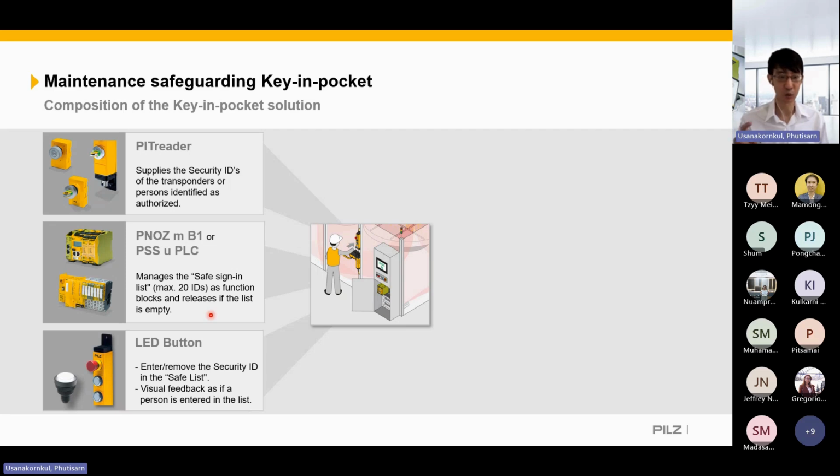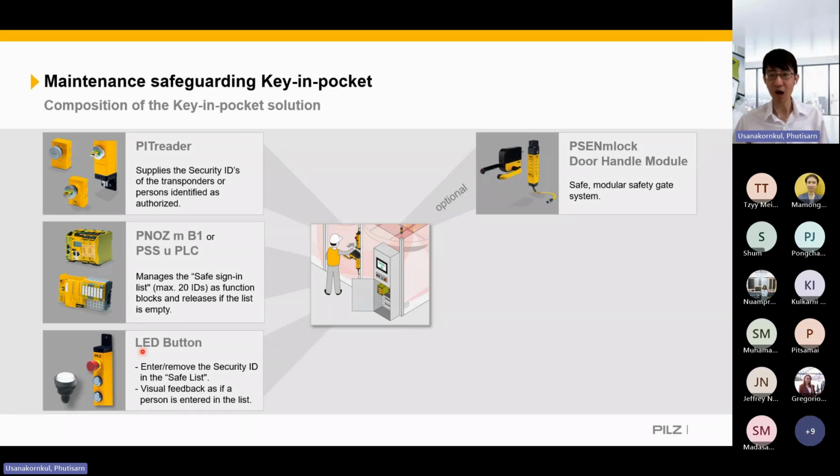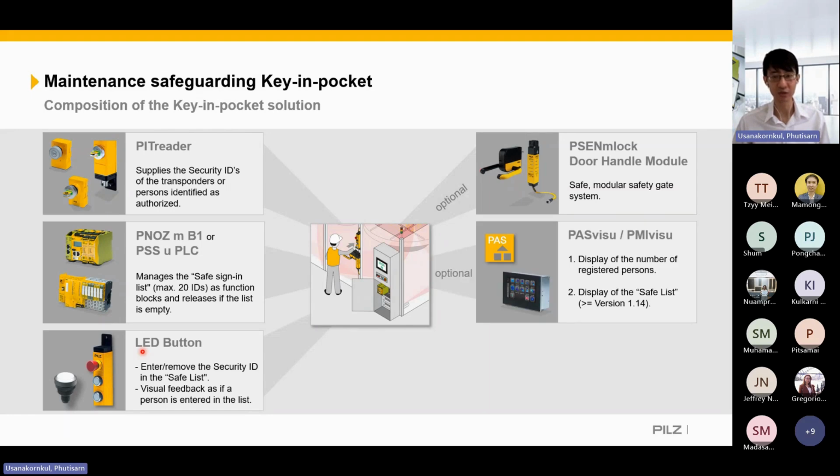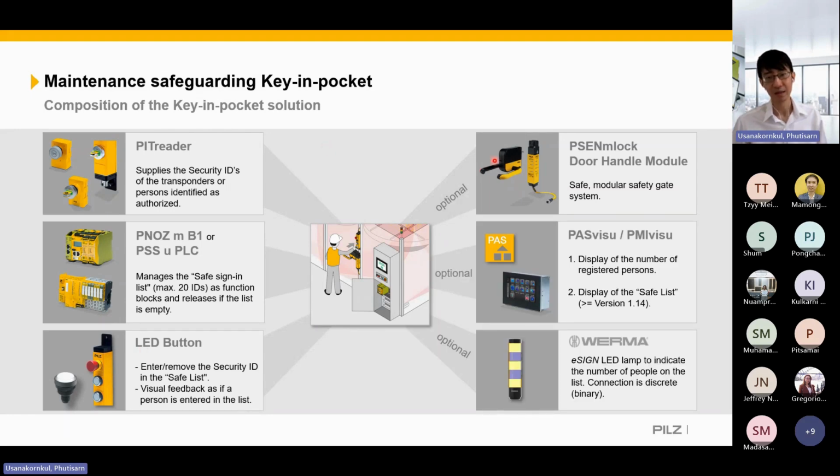Okay, when you want to request access, to sign in, you need those buttons with the LED because we're going to use that for the status, which I will talk about a little bit later. Then there are some optional devices that you can use as well. So what are they? You can use our card locking device, PCM lock with the door handle modules.